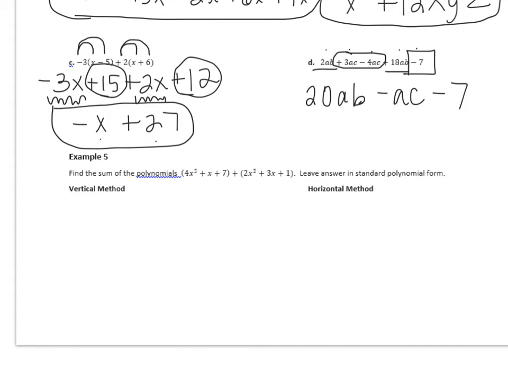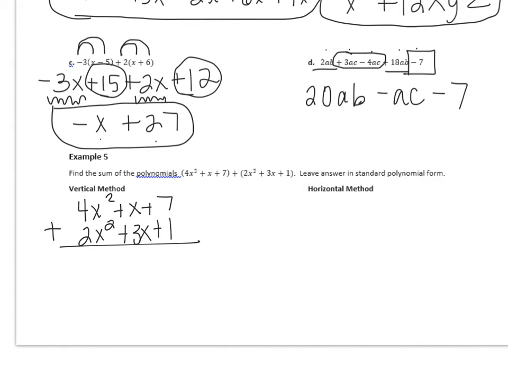Now I'm going to show you the vertical method of adding polynomials. I don't like the vertical method myself, but I'll show you both. I'm hoping that you'll get into the habit of just using the horizontal method because I think it's easier, whether you're adding or subtracting. But using the vertical method for addition simply means take the first polynomial, 4x squared, plus 1x, plus 7, and to that you're going to add the second polynomial, 2x squared plus 3x plus 1.